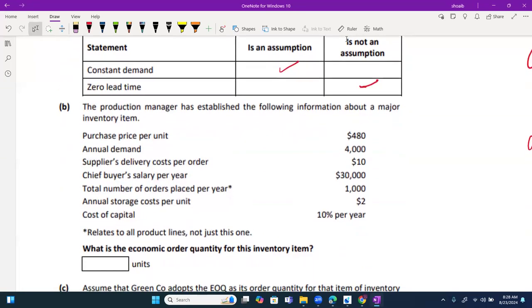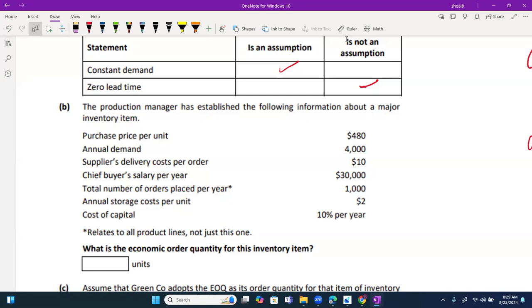The production manager has established the following information about a major inventory item. Purchase price is given, annual demand is given, supplier delivery cost per order is given, chief buyer salary per year is given, total number of orders placed per year is given, annual storage cost per unit is given, cost of capital is given. What is the economic order quantity for this inventory system?